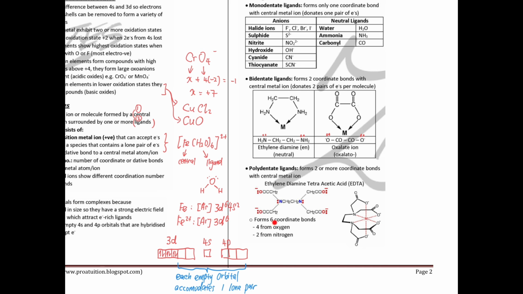So it forms 6 coordinate bonds: 4 from oxygen, which is this and that, 4 of them, and 2 from nitrogen, which is these 2. So 2 from nitrogen. We have finished up the ligand part.